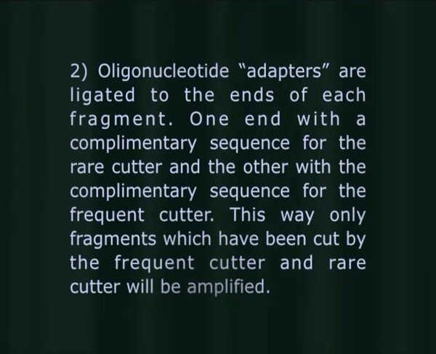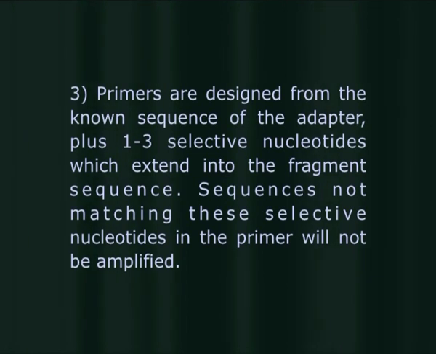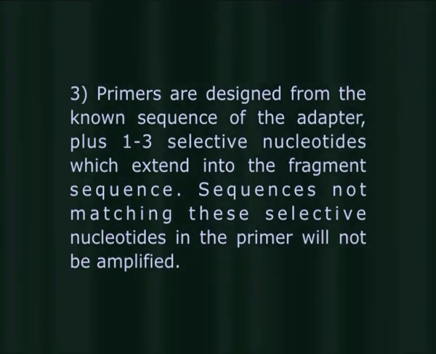Oligonucleotide adapters are ligated to the ends of each fragment, one end with a complementary sequence for the rare cutter and the other with the complementary sequence for the frequent cutter. This way, only fragments which have been cut by the frequent cutter and rare cutter will be amplified. Primers are designed from the known sequence of the adapter plus 1 to 3 selective nucleotides, which extend into the fragment sequence. Sequences not matching these selective nucleotides in the primer will not be amplified.